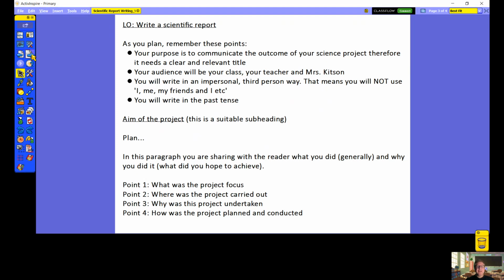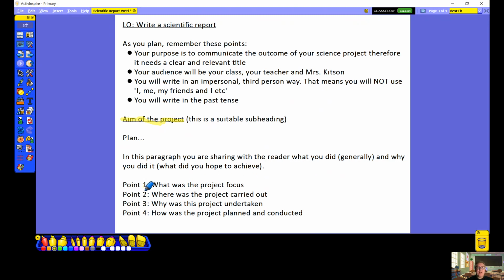So the aim of the project, this is a suitable project subheading. I'll just see if I can pick up a pen, maybe, just to make that absolutely clear. The part that you would use as the subheading is this, aim of the project. The part in the brackets is not. Now, planning: in this paragraph, you're sharing with the reader what you did in a general sense, because you're just beginning, and why you did it. What did you hope to achieve?